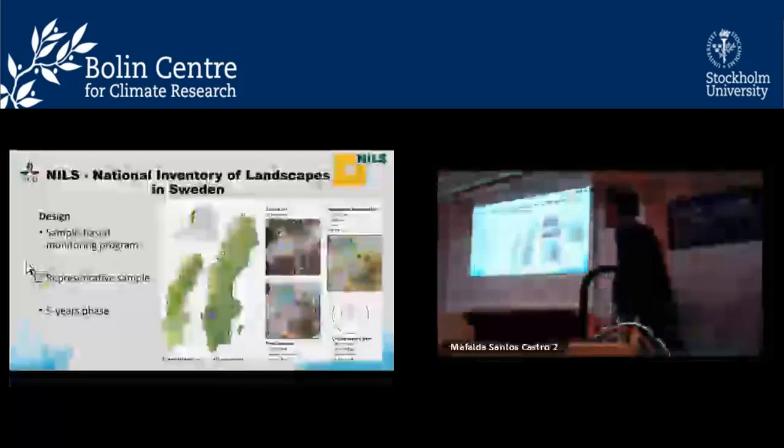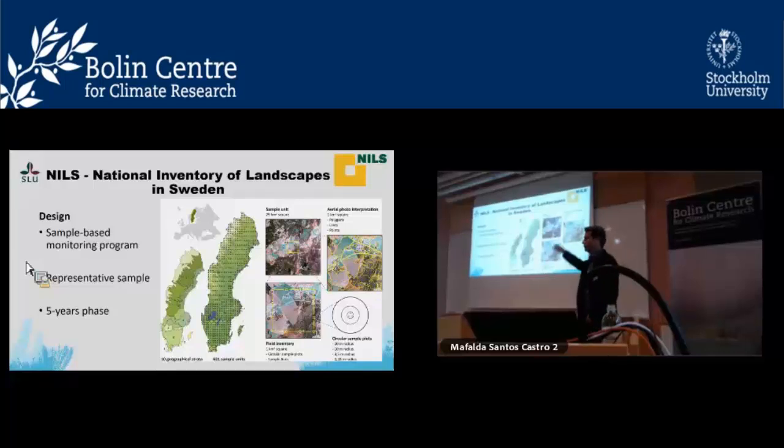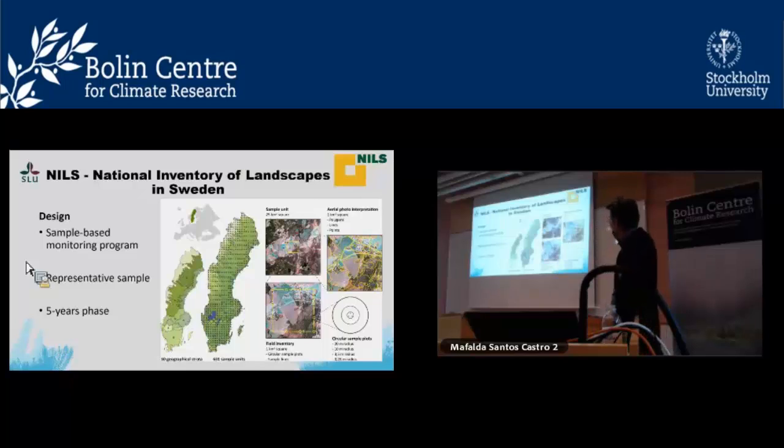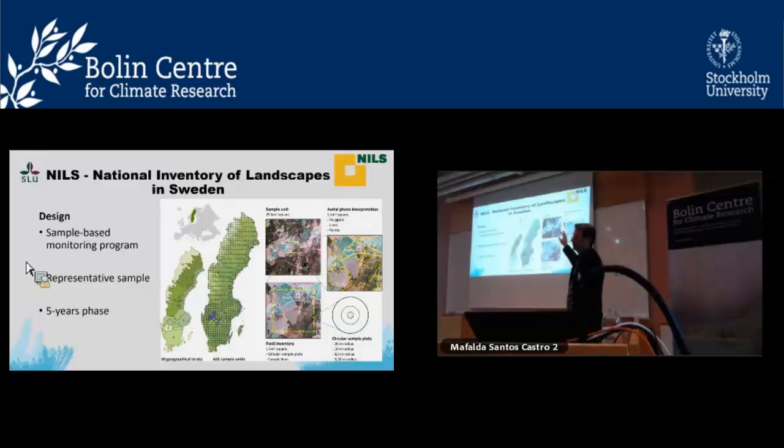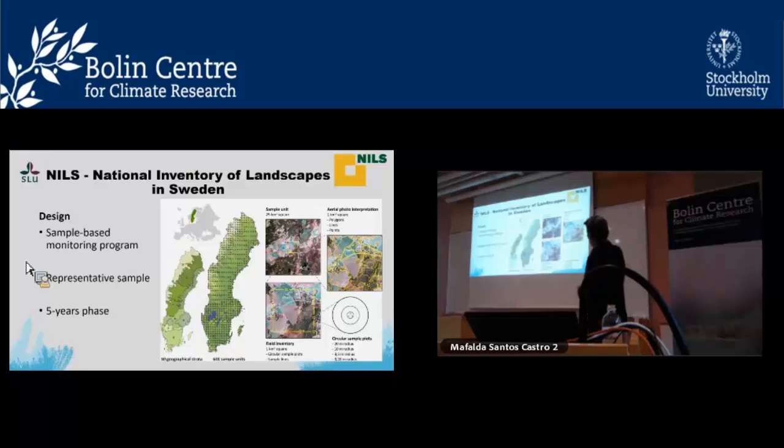The design. It's a sample-based monitoring program. It's a representative sample for the whole of Sweden. In 5 years, we go through the whole of Sweden, and each year is a representative sample. It's also permanent plots. And it's three interconnected inventories. One is aerial photo interpretation, where we look at land use and spatial patterns and things like that. It's a little on hold at the moment, but we are not going forward in that one, we are going backwards. So we are looking at the 90s and the 50s, 60s with old aerial photos instead.